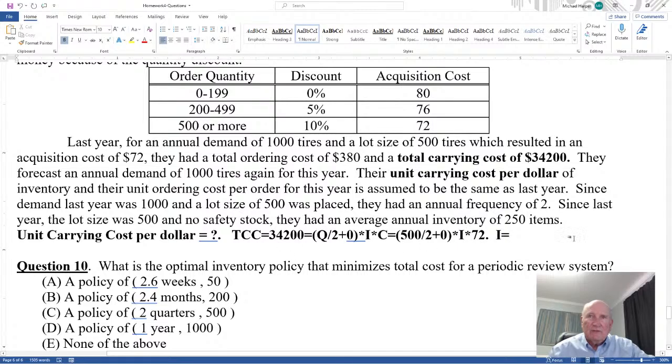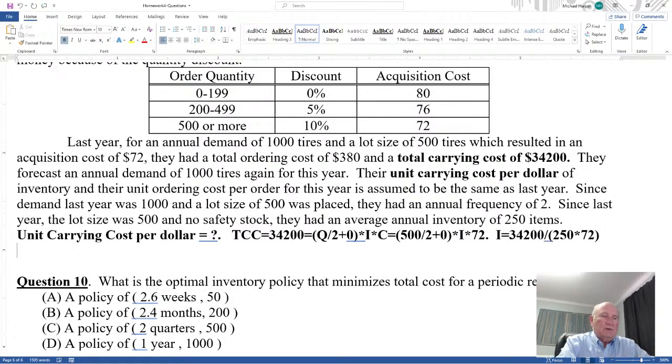Well, I is going to be the 334200 divided by the 250 times 72. Okay, and I'll let you do the arithmetic. You've got Excel to do that for you. Divide by 250 times 72.